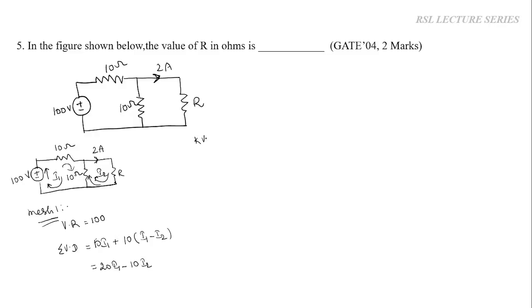Now if we write the KVL equation, sum of the voltage rise is equal to sum of the voltage drop. So 20 I1 minus 10 I2 equals 100. So this is equation number 1.